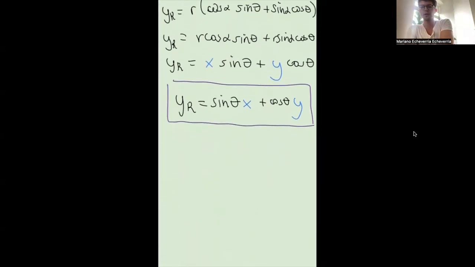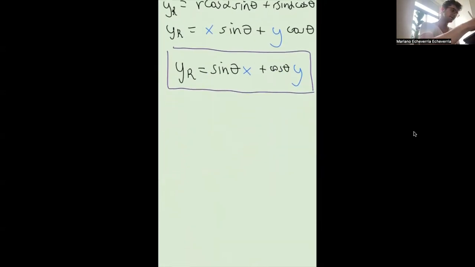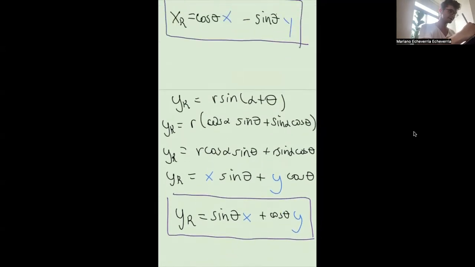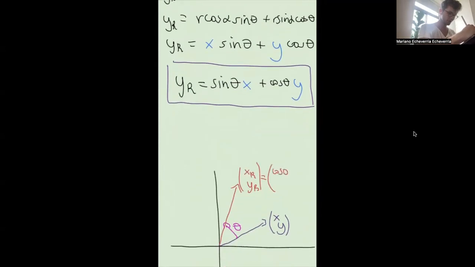So just to summarize what's going on here: if you start with a vector that is x, y, and you rotate it by an angle of theta, then the entries of this new vector are x cosine of theta minus y sine of theta, and x sine of theta plus y cosine of theta.